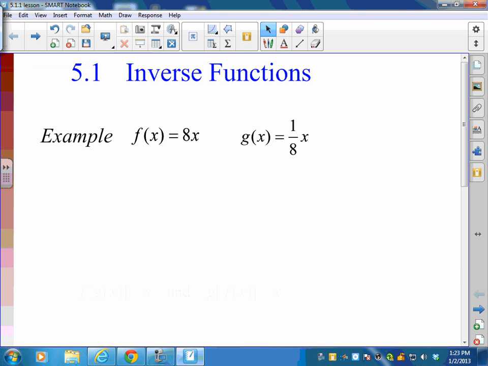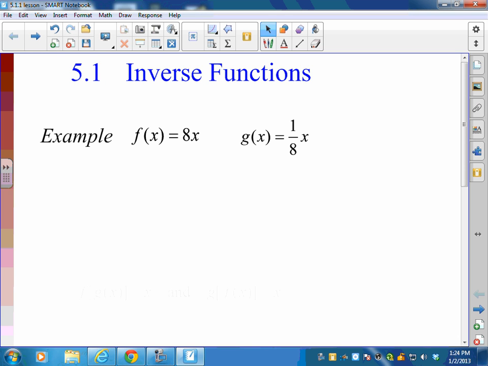Okay, we're talking about inverse functions today. This is chapter 5.1, the first part of it. Inverse functions are functions that kind of undo each other. So we have two functions here, f of x equals 8x and g of x equals 1/8 x.